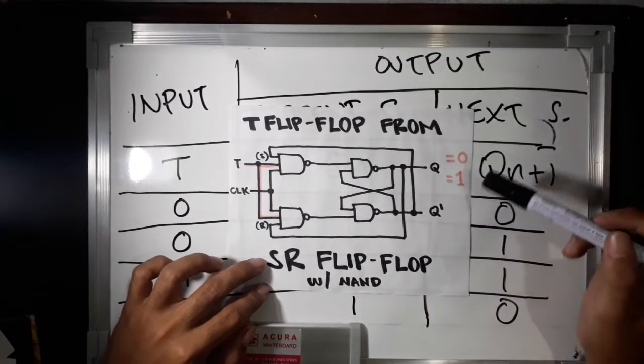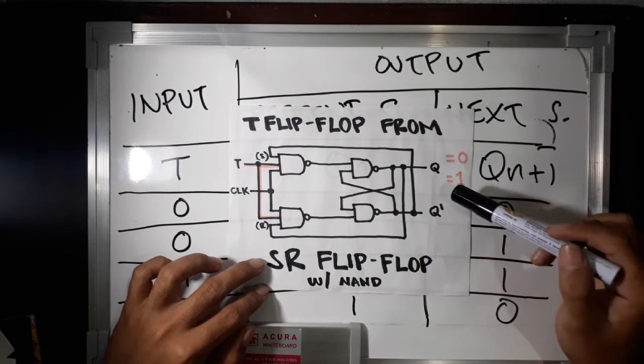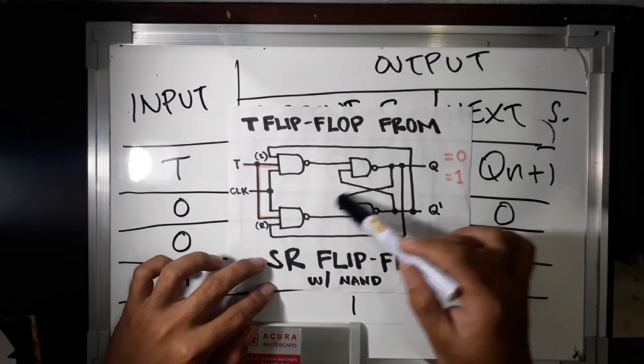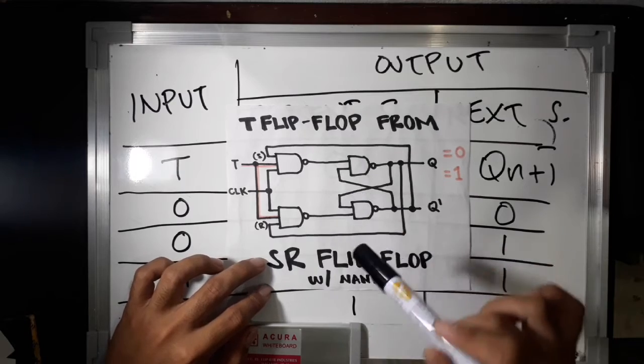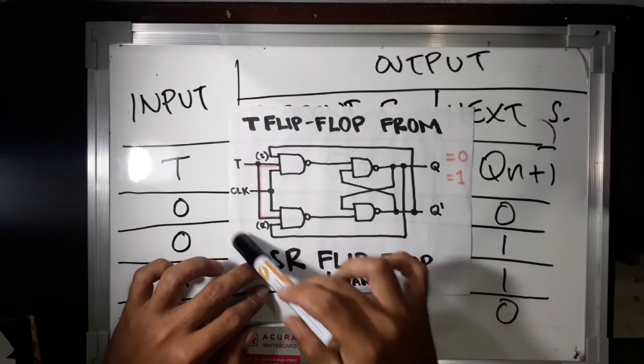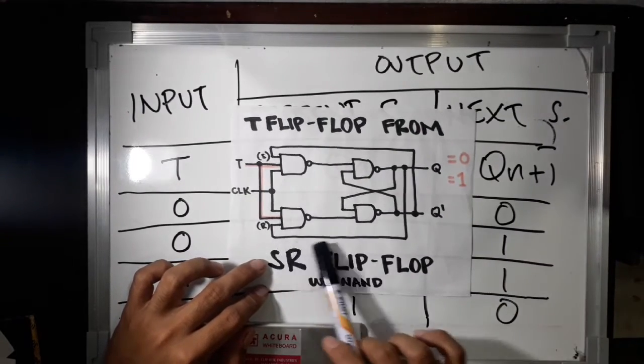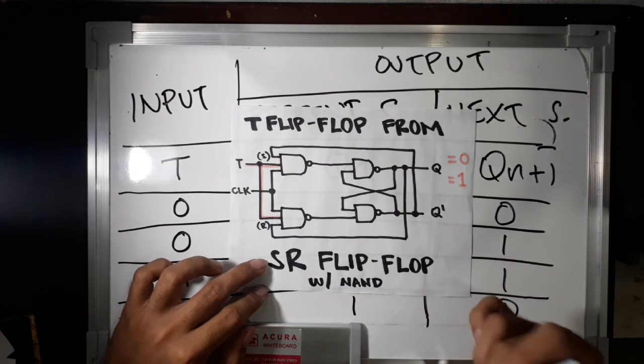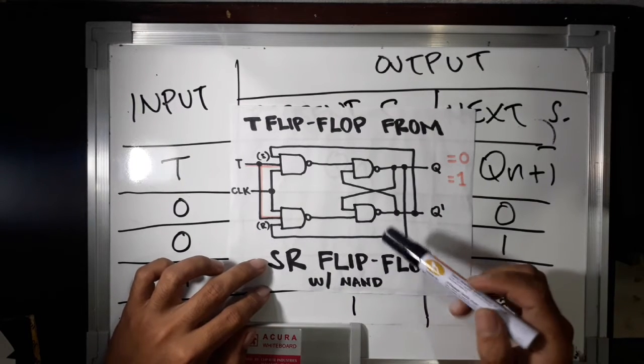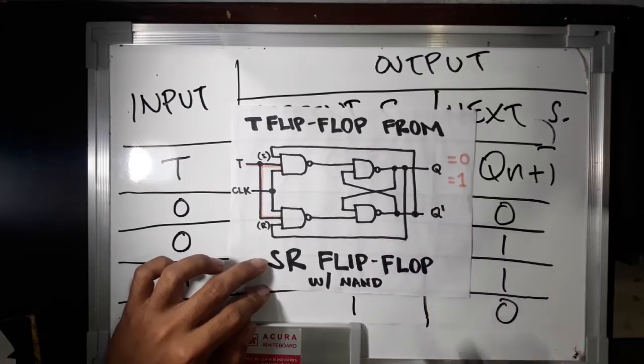In contrast, if the output here is Q equals 1, then the NAND here is in enable state, allowing the trigger to pass the R input to make the flip-flop go to the reset state, having Q equals 0, while the NAND here is in disable.